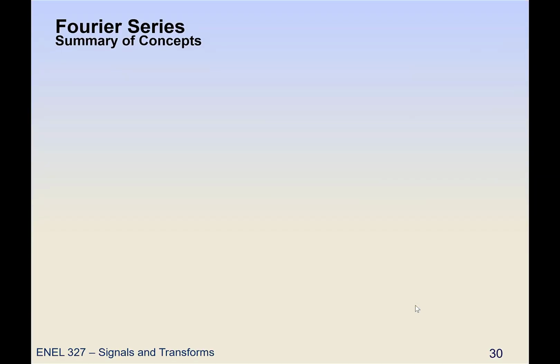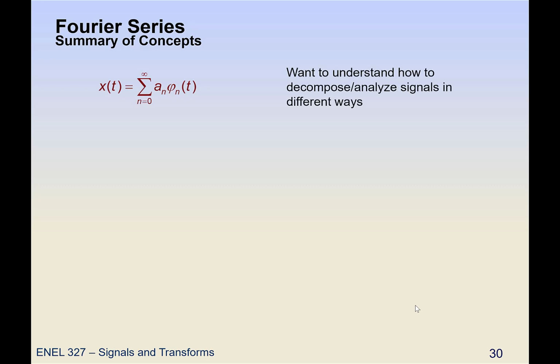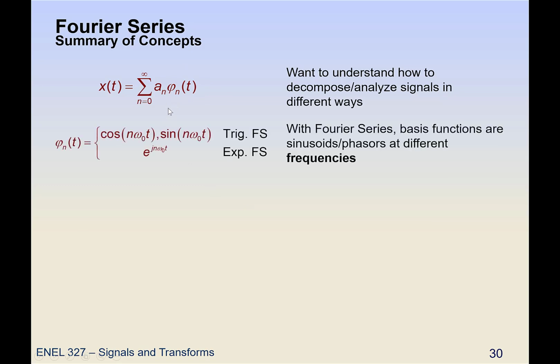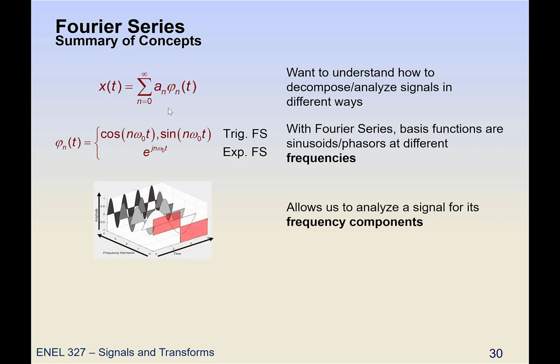Finally, let's just summarize some of these concepts. So we want to understand, in general, how to decompose and analyze signals in different ways. And we're basically using these basis functions, and then the information is stored in the coefficients. For a Fourier series, the basis functions are either sinusoids or phasors at different frequencies. This allows us to analyze a signal for its frequency components, and so we get a frequency domain perspective of the signal.